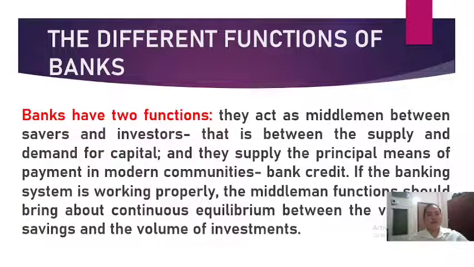Next are the different functions of banks. Banks have two functions as they act as middlemen between savers and investors, that is, between the supply and demand for capital, and they supply the principal means of payment in modern communities, or the bank credit. If the banking system is working properly, the middleman function should bring about continuous equilibrium between the volume of savings and the volume of investments.